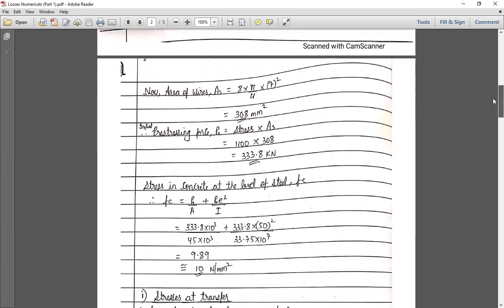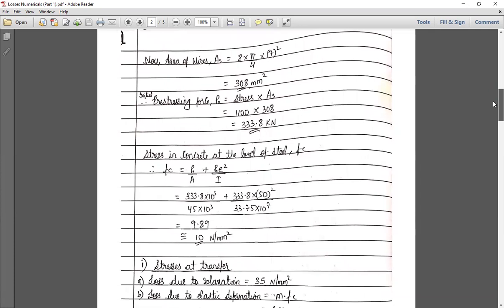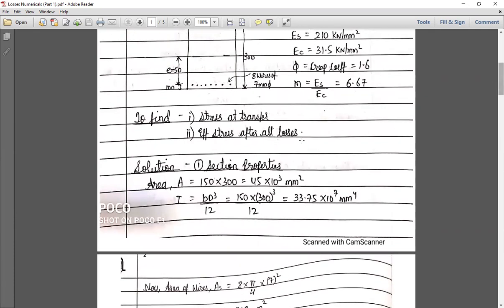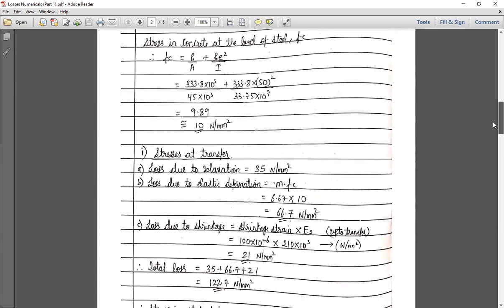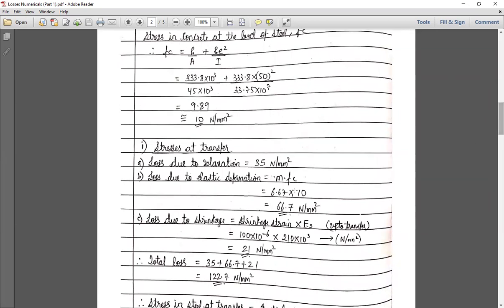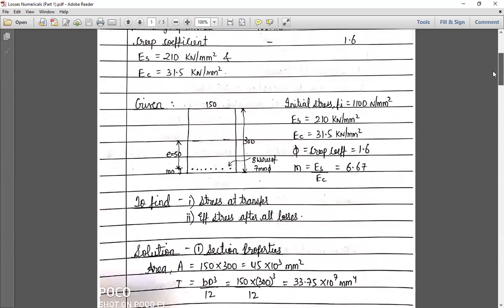Now let us find out stresses at transfer. In the question it is asked to find out the stresses at the transfer. So first we will find out loss due to relaxation. These are the stresses at the transfer stage we are finding out. So loss due to relaxation is 35. It is given in the question.